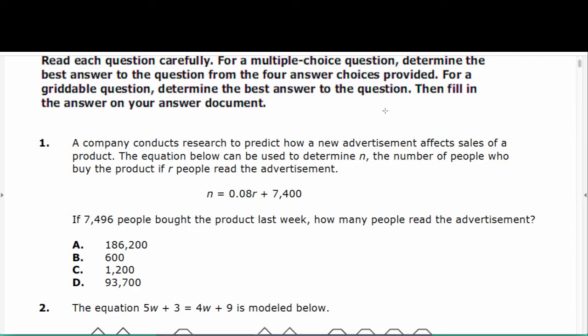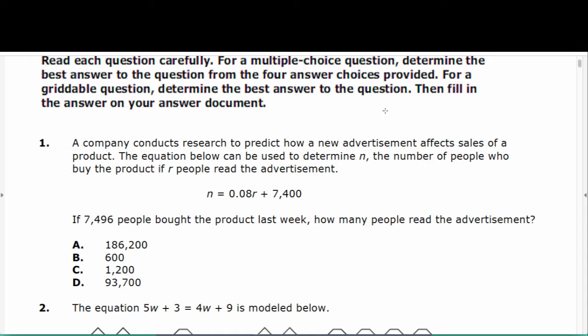Question 1. A company conducts research to predict how a new advertisement affects sales of a product. The equation below can be used to determine N, the number of people who buy the product if R people read the advertisement. N equals 0.08R plus 7,400. If 7,496 people bought the product last week, how many people read the advertisement?